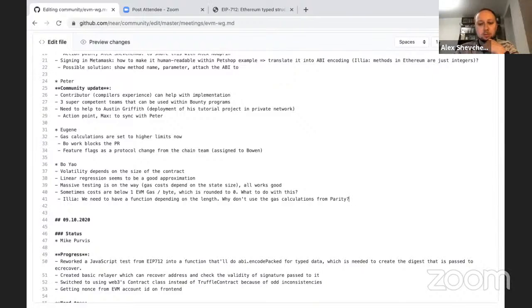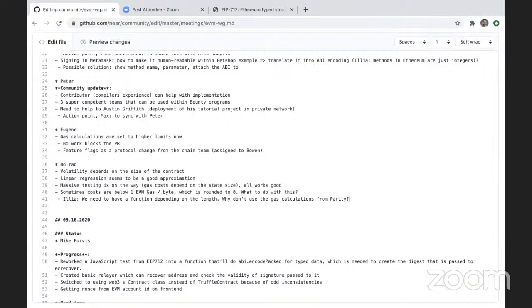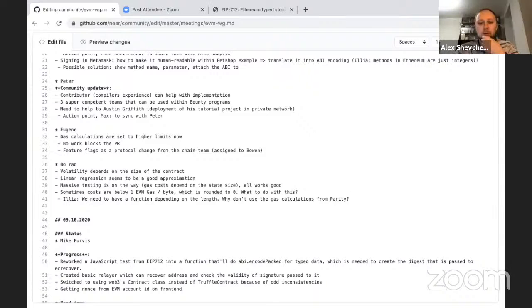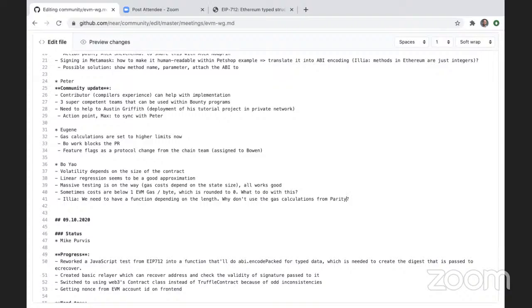Sorry, I probably missed this. What is the solution here to this problem? There is a calculation that Ethereum uses for all of this. It's an implementation that's live right now and has been securing billions of dollars, so we can just use that. And we're already rescaling Ethereum gas to our gas, which is what Bowen already did. So this way, we don't have to do anything.